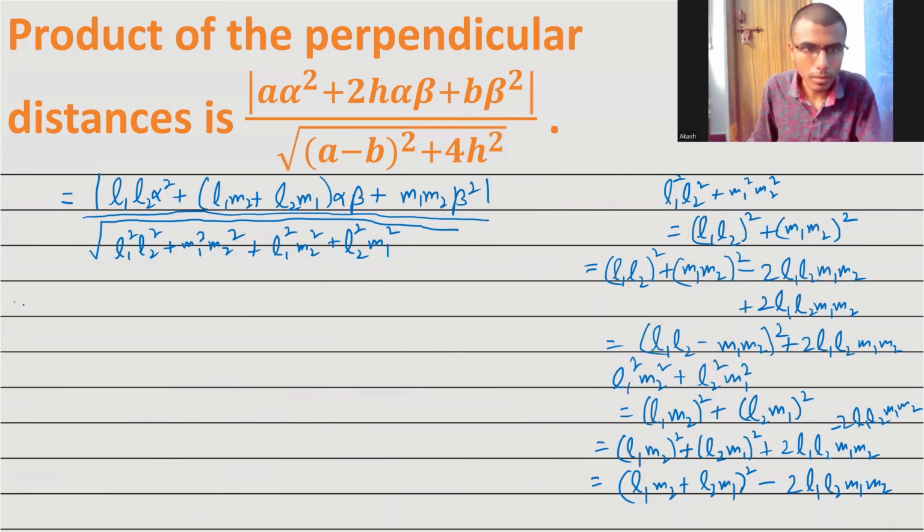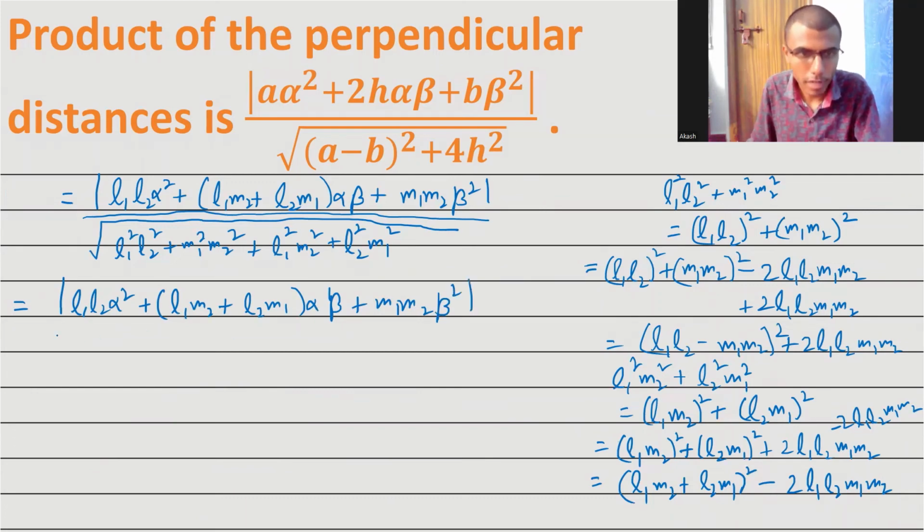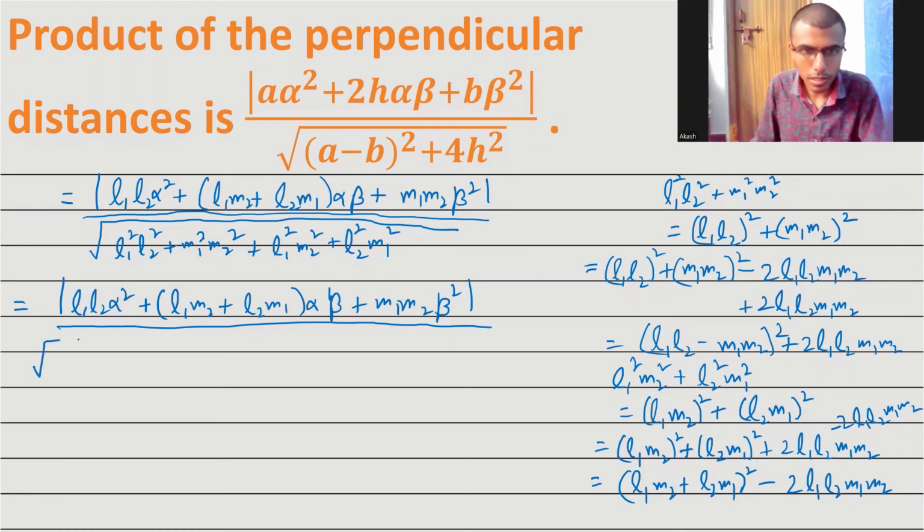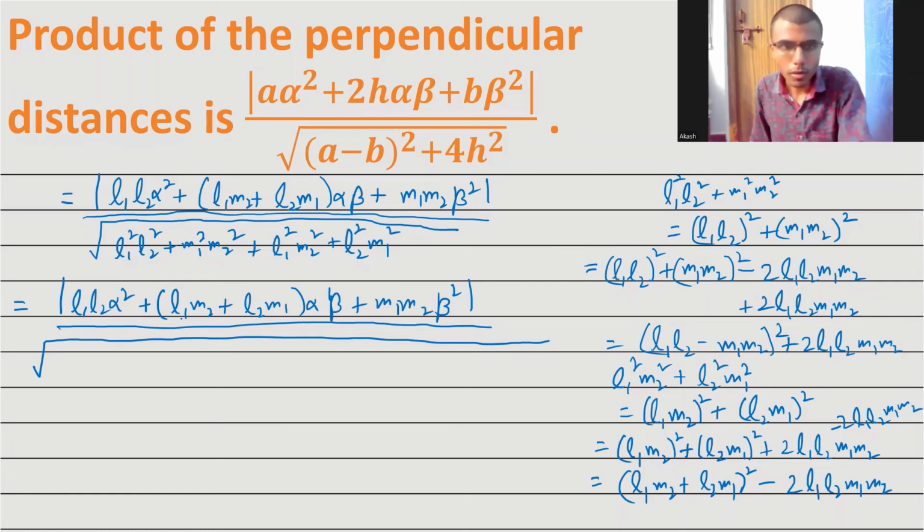So this would be nothing but mod L1 L2 alpha square plus, just keep the numerator as it is. Let us transform everything in one go. Let us put all the substitutions in one shot so that we get the final answer. Plus m1 m2 beta square divided by, now see this, it would turn out to be a bit big. L1 square m2 square plus L2 square m1 square.